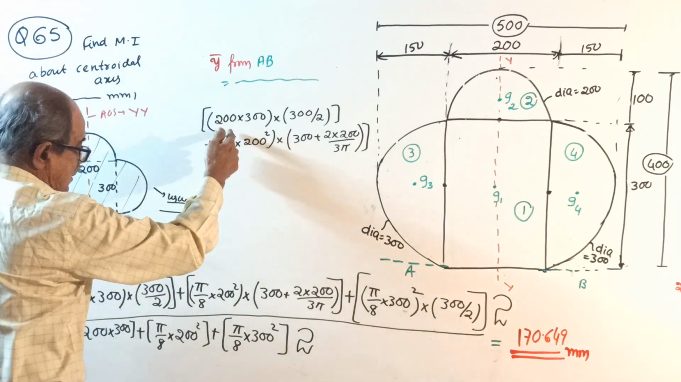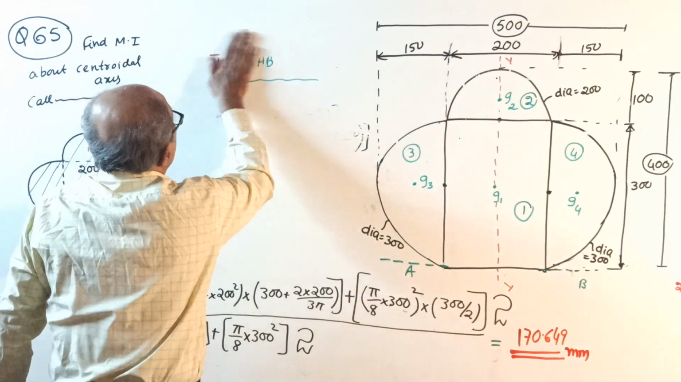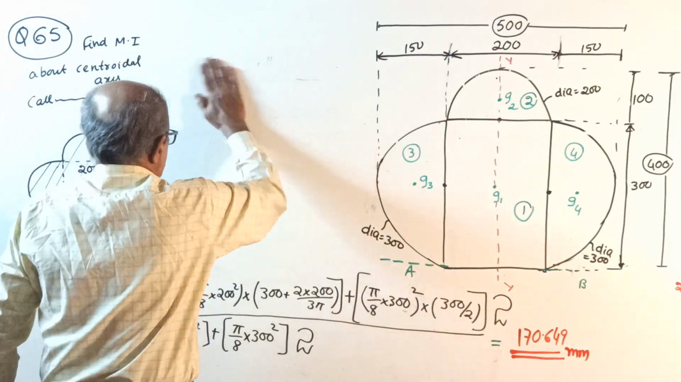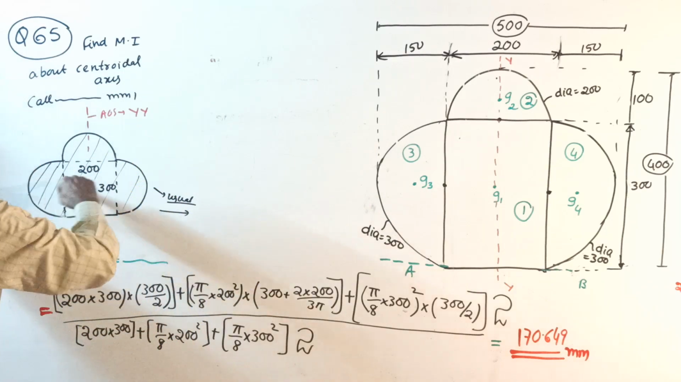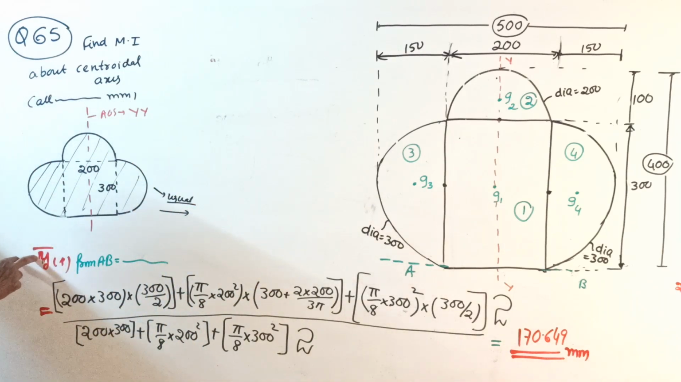Oh, this I wrote, then I changed my mind. I wrote it here once again. You require Y bar to locate the XX axis. Y bar from AB.